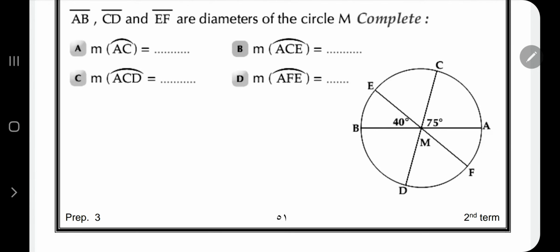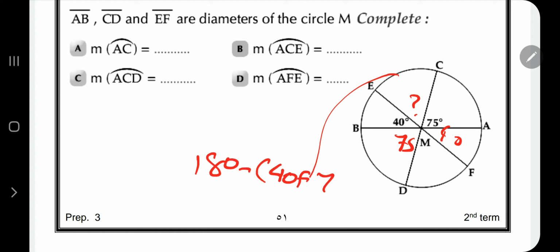Also, in this example, by similar ways, 40 will be 40, 75, 75. To get this angle, 180 minus 40 plus 75, which is equal to 65 degrees, 65 and 65. After I get the value, I will answer A, B, C, D, and so on.